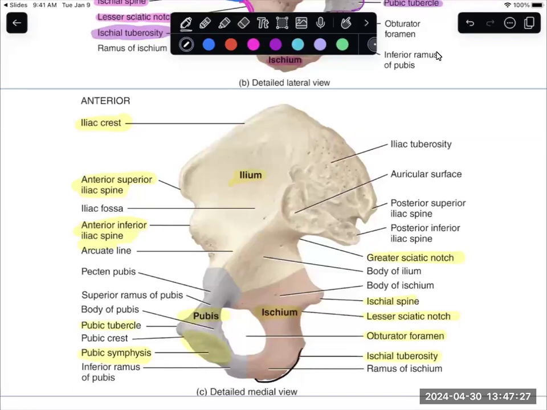And this is what you need to know off of this bone. You don't need to know the rest of this information. If you're going on to a graduate anatomy class, you would, but for here, this is all you need to know.